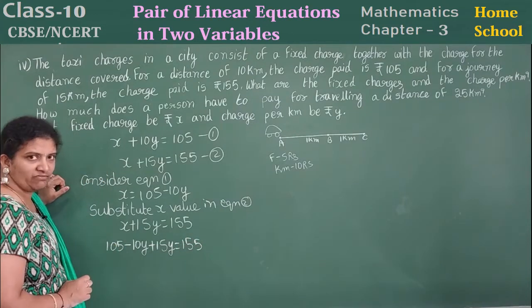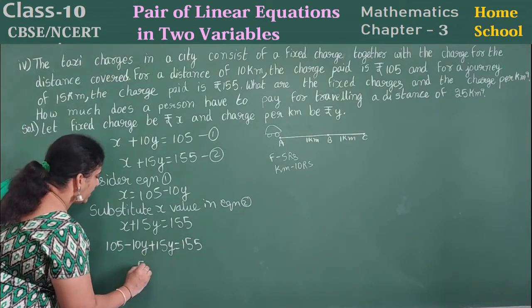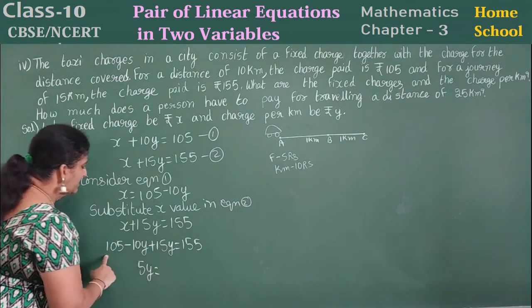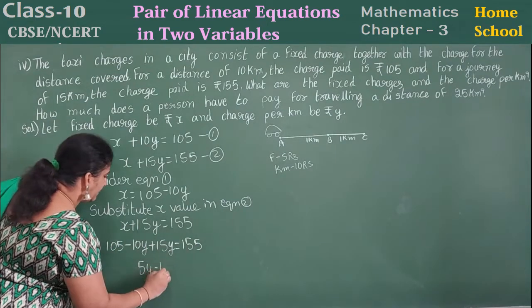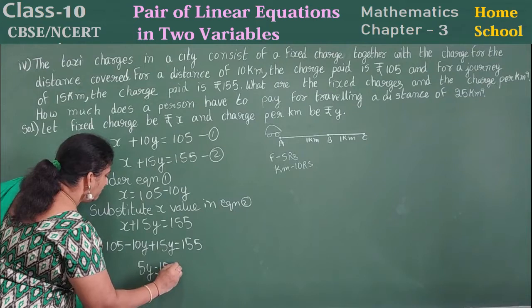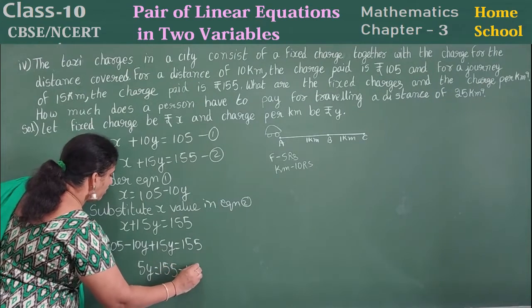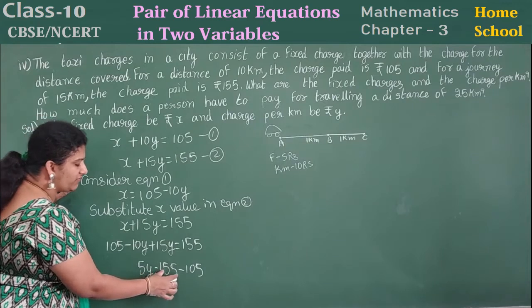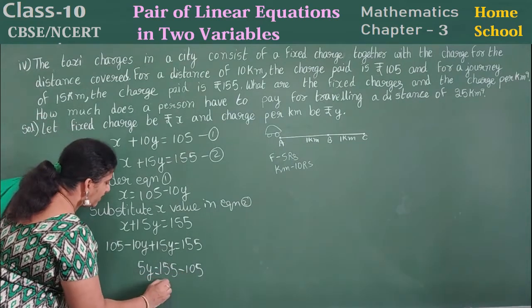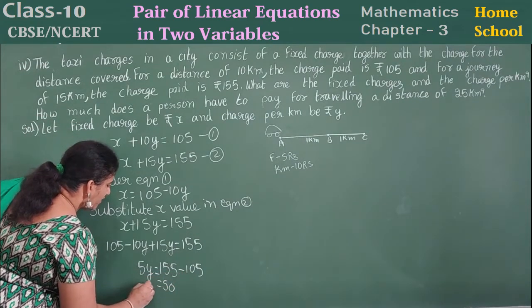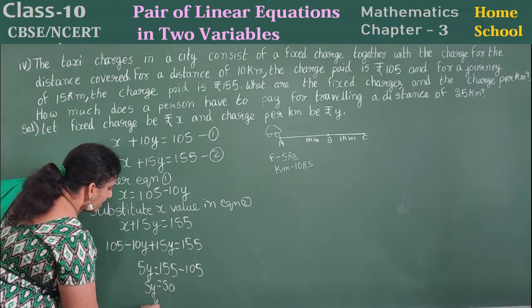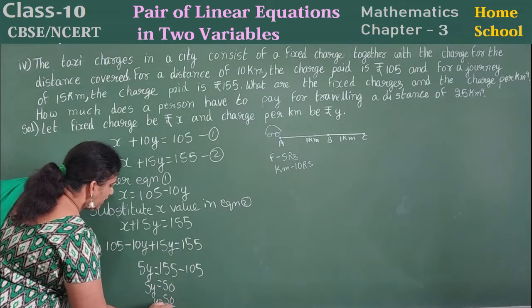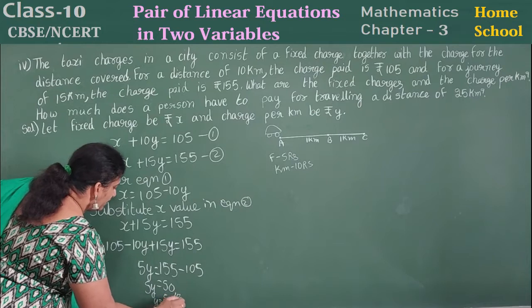15y minus 10y will be 5y. Plus 105, send to the other side. It will be minus 105. Okay, so now what happens here? 155 minus 105 will be 50. 5y is 50, then y is equal to 50 by 5, that will be 10.